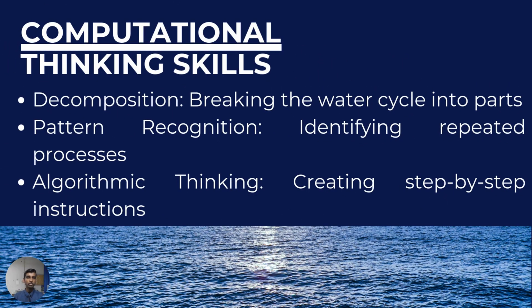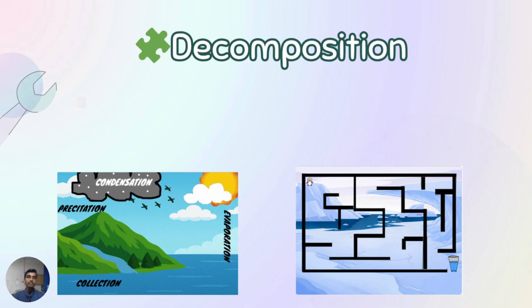Okay, now we are going to see the computational thinking skills that I used. I use three main skills. First is decomposition, which means breaking a big problem into small parts. Second is pattern recognition, which means seeing things that can repeat. And last is algorithmic thinking, which means making step-by-step instructions to solve the problem. So we see them one by one in detail.